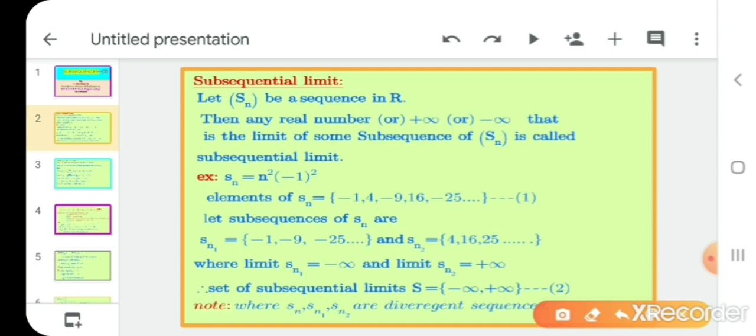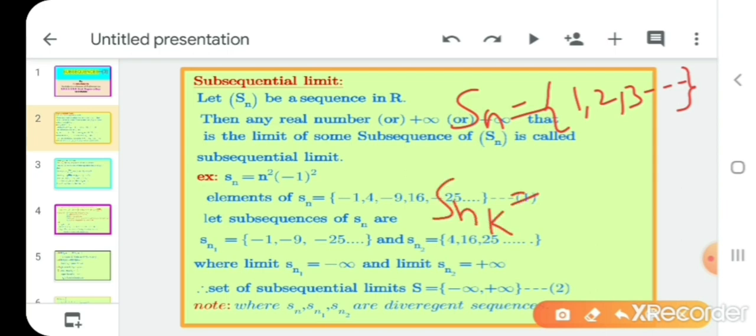First we take a sequence. Let Sn equal 1, 2, 3 and so on be a sequence. Let Snk be a subsequence. I take some elements, only even numbers. Then Snk is a subsequence of Sn. Sn is a sequence, I take elements from Sn and I write a subsequence Snk. Is it clear?